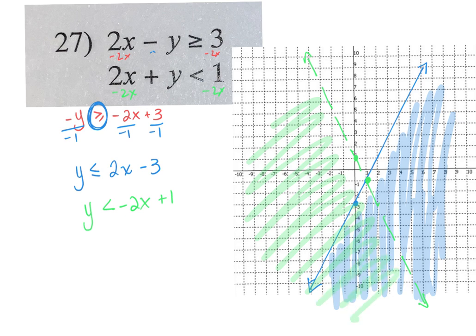And then when I do that, I'll see where my wedge is, where they cross over, and you will see that this is where those two shadings cross, right here.